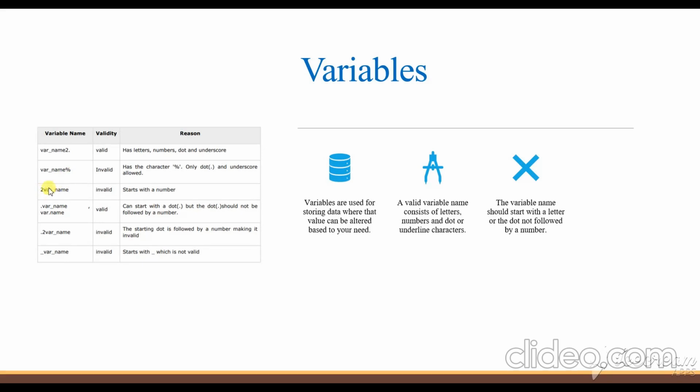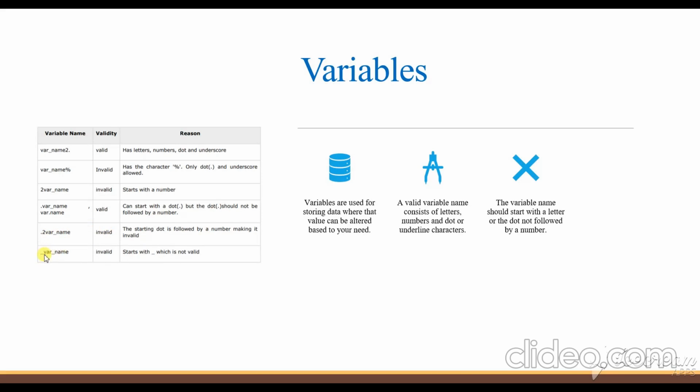In the next example, the variable starts with a number. Again, it is invalid. A variable can start either with a letter or with a dot followed by a letter. In the next example, the variable starts with dot and it is followed by a letter, which is valid. Here the variable starts with a letter and even has a dot, and it is also valid. In the next example, the variable name starts with dot and it is followed by a number, which is not acceptable, hence this is invalid.